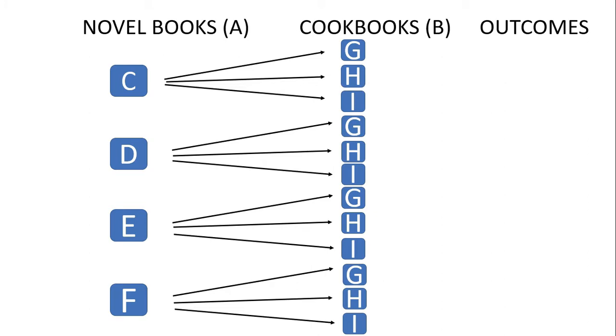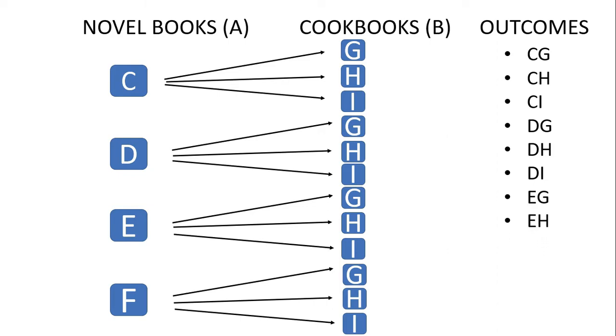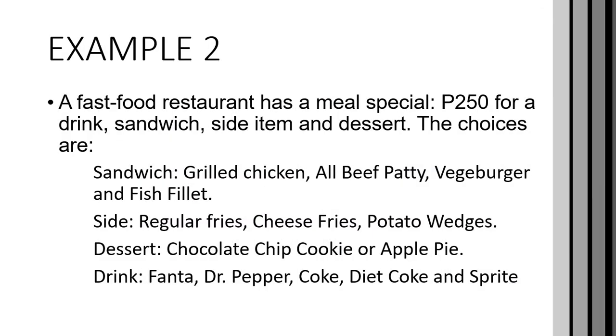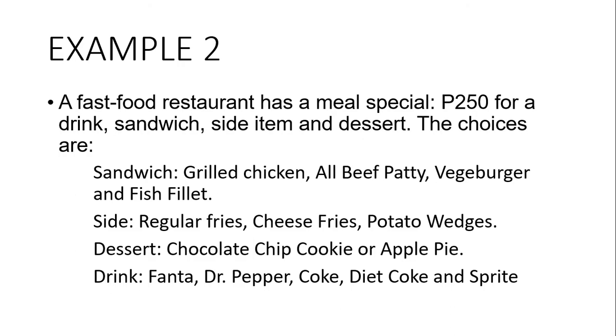So we have now the outcomes as CG, CH, CI, DG, DH, DI, EG, EH, EI, FG, FH, and FI. As we can see, there are a total of 12 possible choices of books to be given, which verifies our answer using fundamental counting principle. Let us proceed to example number 2.